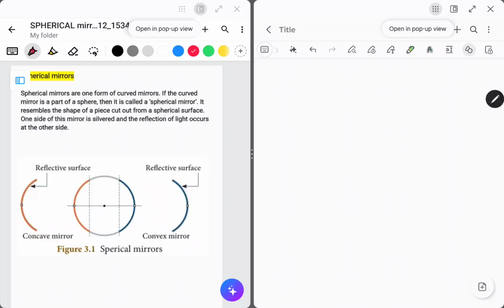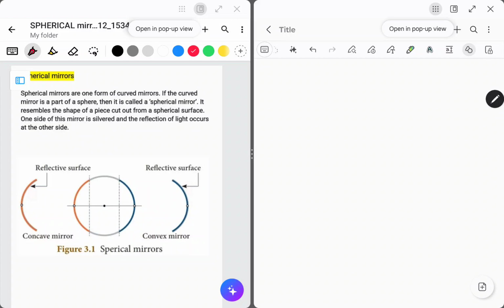Hi friends. So today we are going to see an important topic called spherical mirrors. In the first video we saw what mirrors are, correct? We saw the different types of mirror, and why we use different types of mirror to define the size of the object.